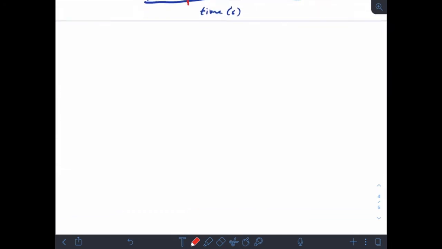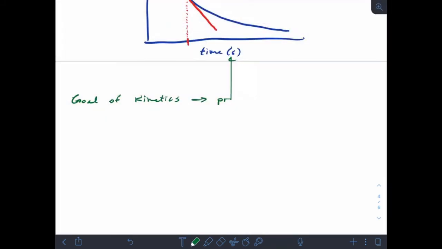Okay. So the goal of kinetics is to predict rates. And we have ways to go about that. We can set up a reaction, take measurements, and determine what the rate is at given points in time. Those would be instantaneous reaction rates. But there's another way to go about it. We can use what we know to predict what the rates will be.